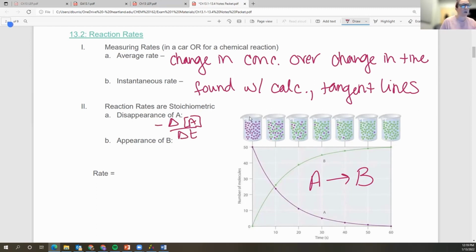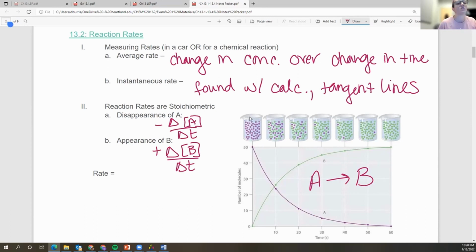Okay, and it's actually disappearing, so that's why I'm making it negative. So that must have been my reactant. And it's actually the same as the appearance of B. So B is going to be the positive change in concentration over change in time. And again, they are the same because this is a one-to-one ratio if I write out this reaction.